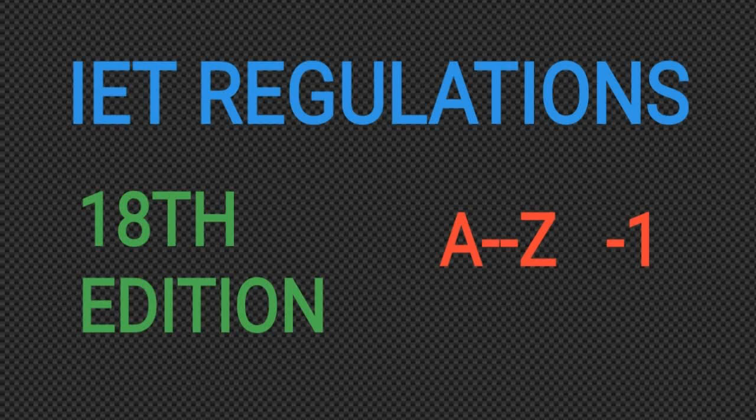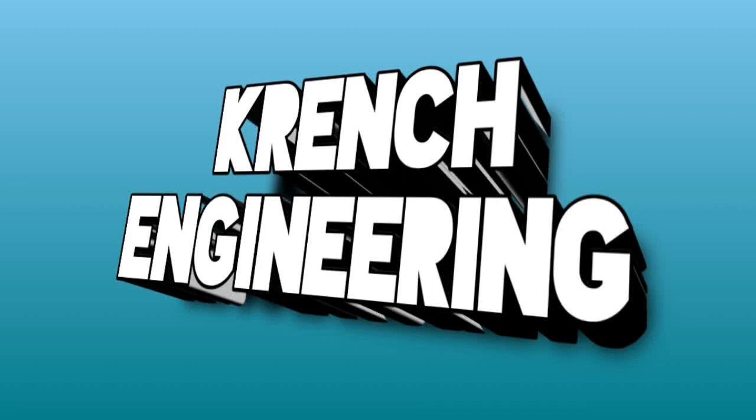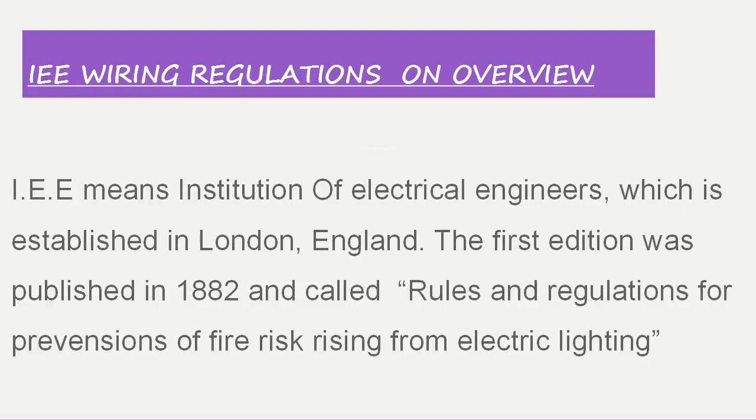In this video, we talk about IEE regulations. What are IEE regulations? IEE regulations apply for the electrical wiring. IEE means Institute of Electrical Engineers, which is established in London. The first edition was published in 1885. Its name was Rules and Regulations for Prevention of Fire Risk Arising from Electric Lighting.